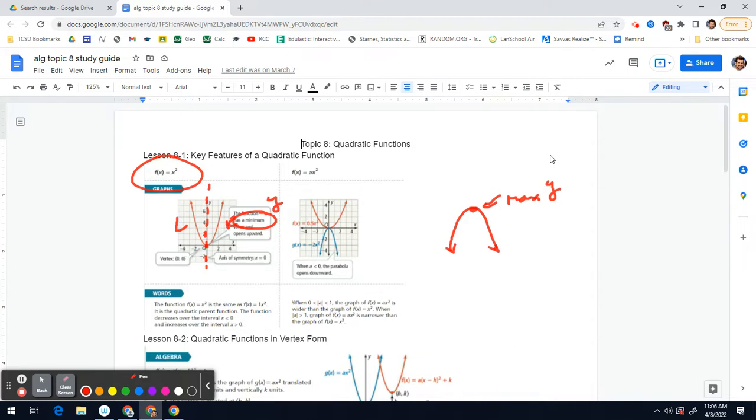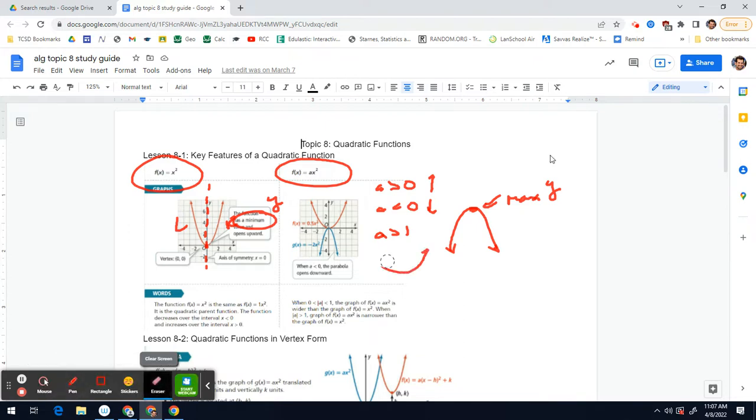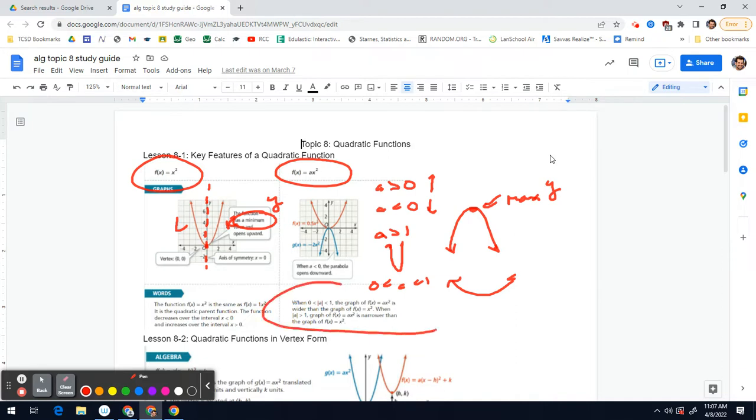It's a mirror, right? That's why we call it symmetry. Now, if you throw an a value in front of that x squared, it's going to control two things. First of all, it controls direction, up or down. If your a is greater than 0, you open up. If your a is less than 0, you open down. If your a is greater than 1, you get narrower. Your parabola opens up faster, skinnier. If your a value is between 0 and 1, then you're going to get wider, because you're not going up any faster. So that's all described down here.